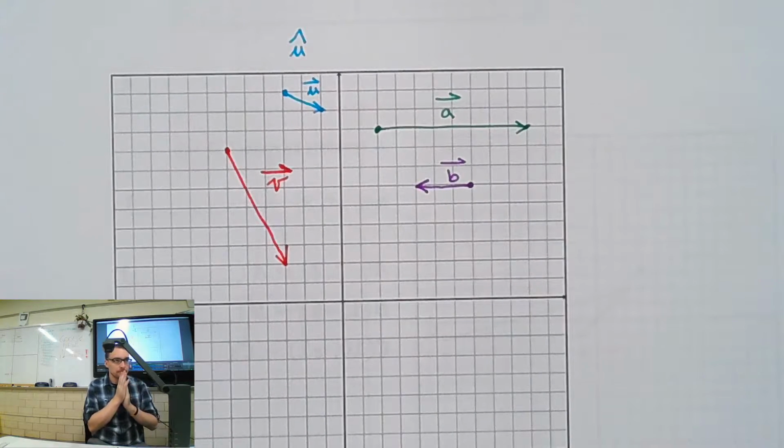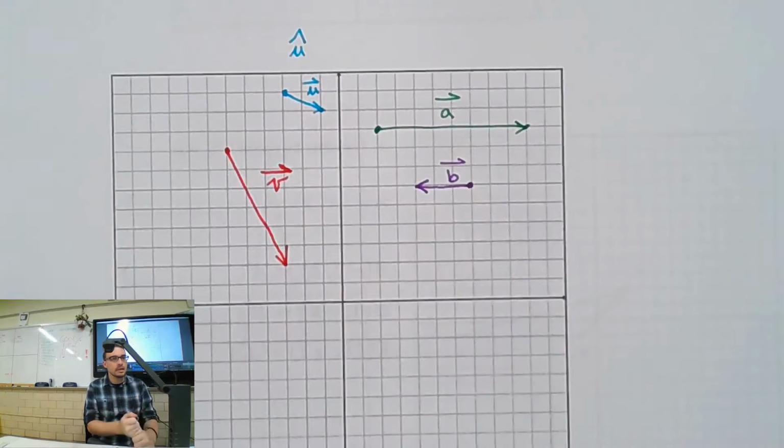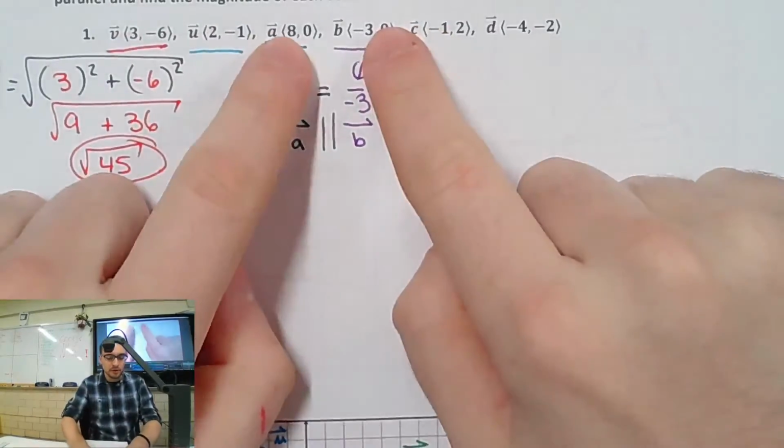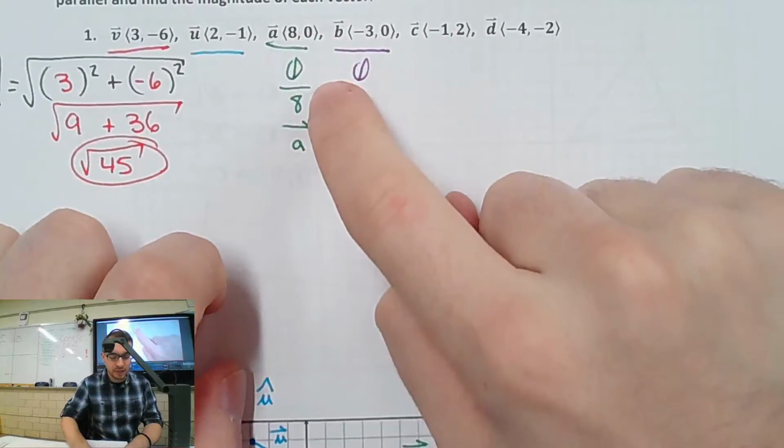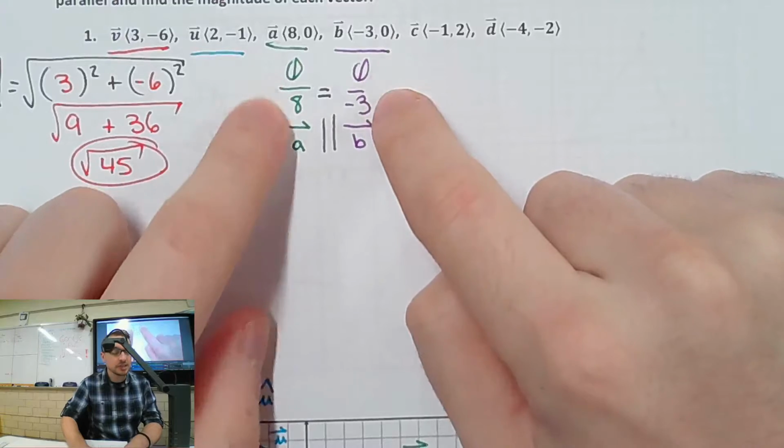I think he just asked that. How do you know if they're parallel? So what you do is you write their components in ratio. So vertical over the horizontal, and if they're the same thing, then they're parallel.